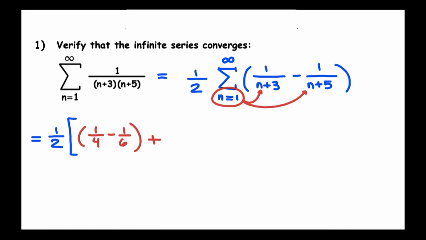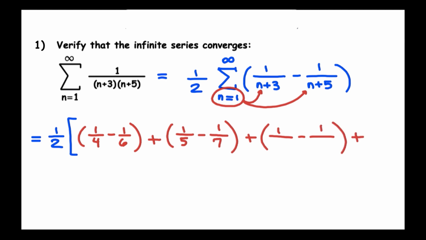All right, let's say that n is 2. If n is 2, the first fraction is 1/5 minus 1/7. Okay, so far so excellent. Plus, because again, sigma, sum, addition. You get the gist.